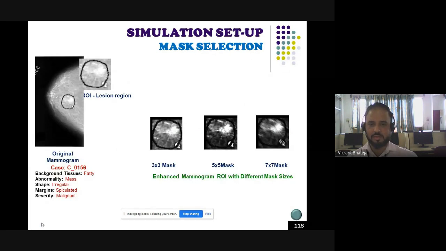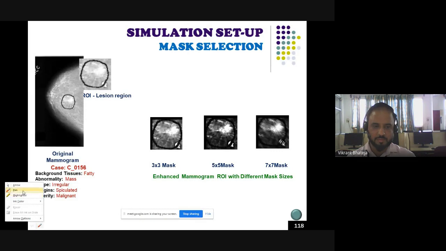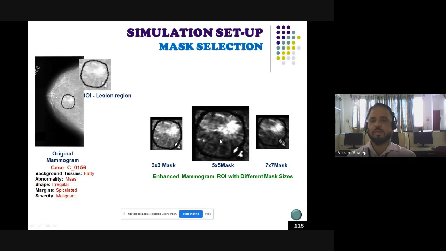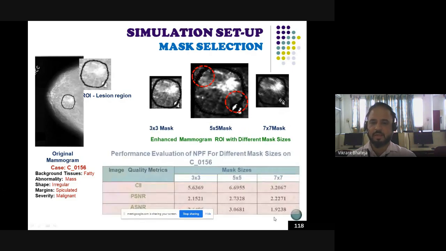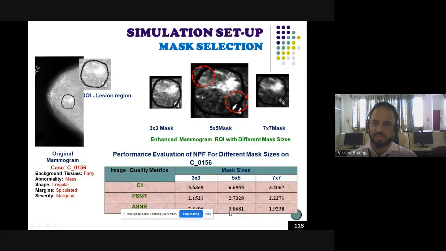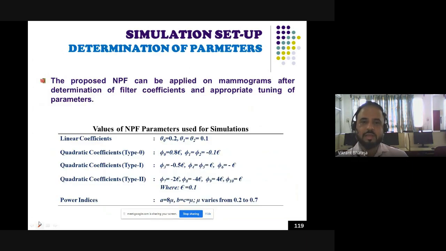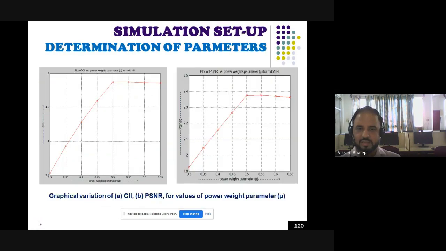Moving next, this is another example. This is again the response with a 5x5 mask, and again it shows that the 5x5 mask is giving very good values in terms of CII, PSNR, and ASNR in comparison to the responses of the 3x3 and 7x7 masks. Then these are the different values of the tuning parameters, the coefficients which have been taken for the analysis.